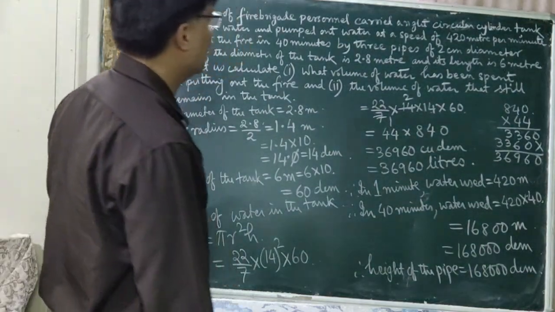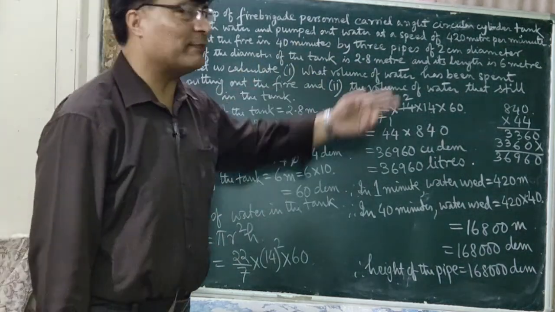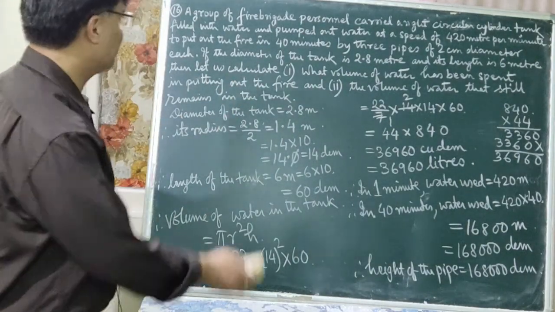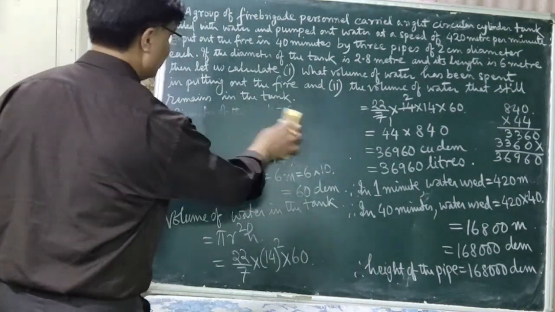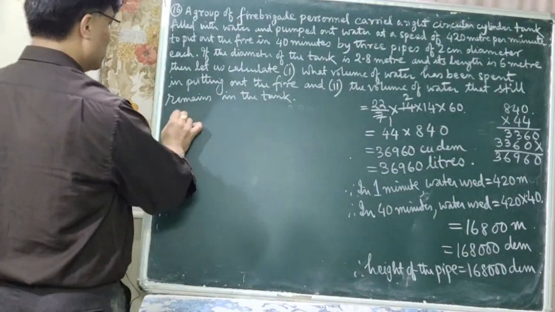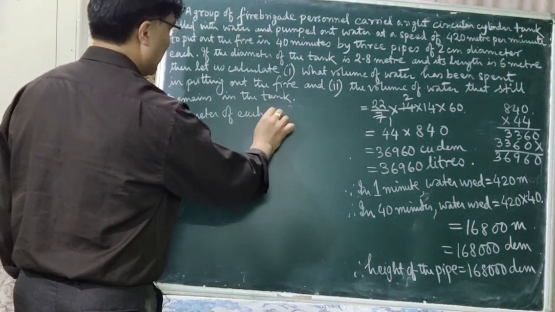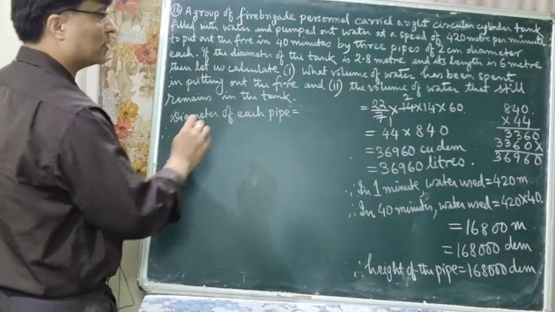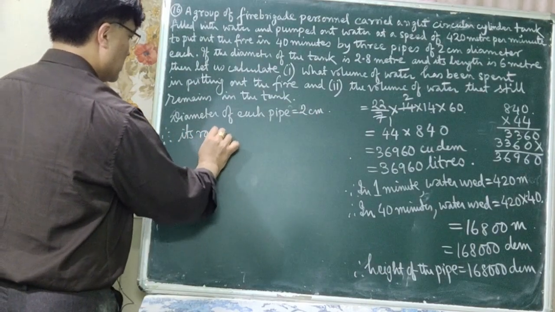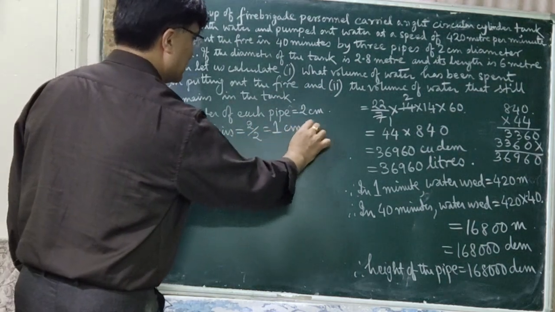Okay, now the water that is being pumped out, it is pumped by three pipes. What is the diameter of each pipe? 2 cm. So let us write here now, diameter of each pipe is 2 cm. Therefore, its radius is equal to 2 by 2, which is equal to 1 cm.